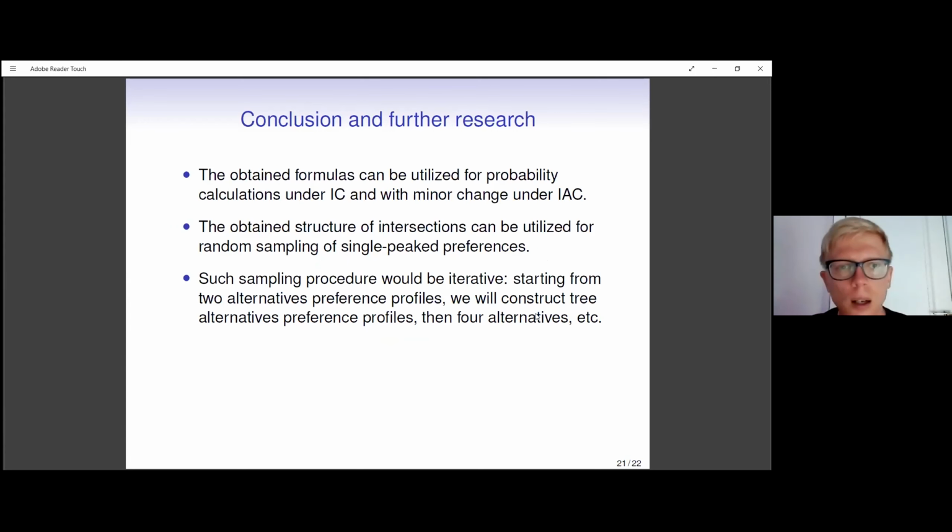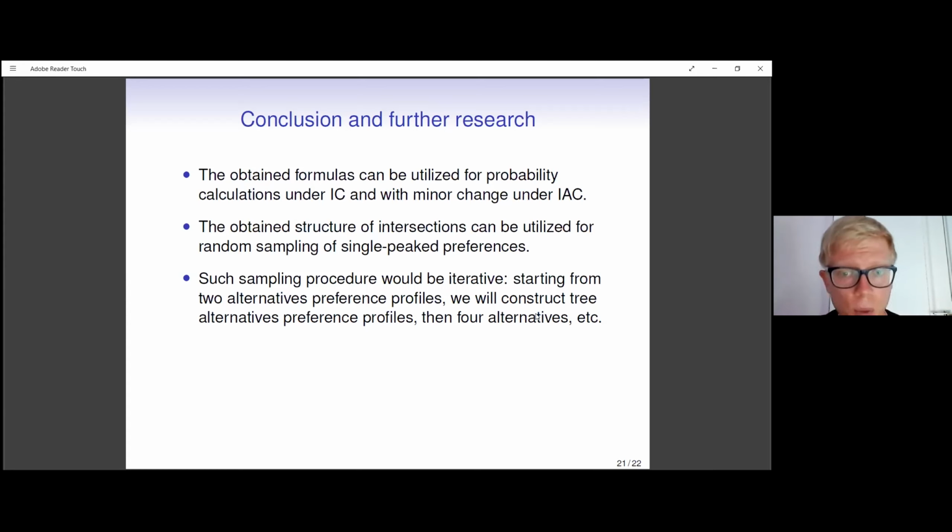So, conclusion. The obtained formulas can be utilized for probability calculation under impartial culture assumption, and with minor change under impartial anonymous culture assumption. The obtained structure of intersection, firstly for single-peaked domain, can be utilized for random sampling of single-peak preferences.